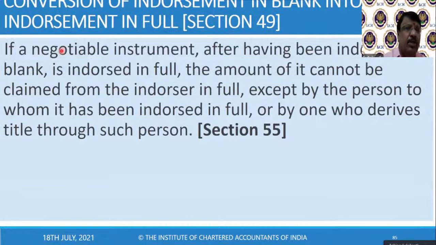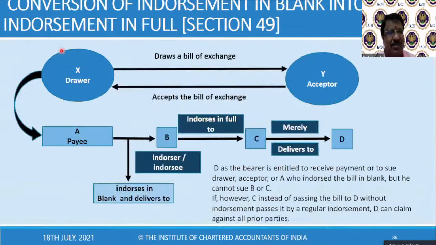Suppose there is a negotiable instrument. It has been endorsed in blank. The holder of that instrument endorsed in blank now endorses it in full. The amount of it cannot be claimed from the endorser in full except by the person to whom it has been endorsed in full, or by one who derives title through such person. Little complicated, huh? If you see the diagram, you will understand it.